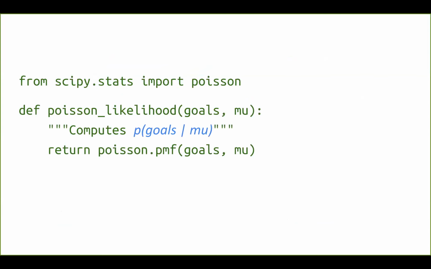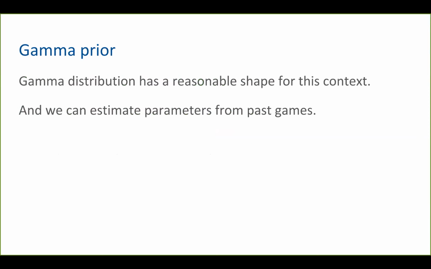The last piece that I need is the likelihood function. And we've already figured that out. We already said that the probability of seeing a certain number of goals for a given value of mu is just the Poisson PMF, the probability mass function, of the observed number of goals conditioned on the hypothetical value of mu. Okay, so I've got a likelihood function.